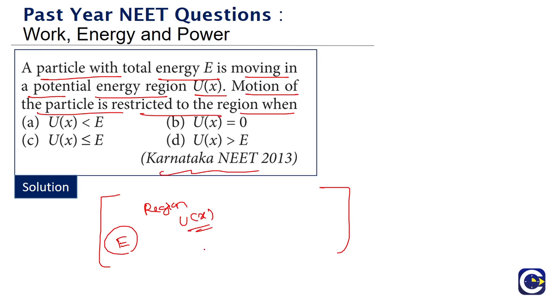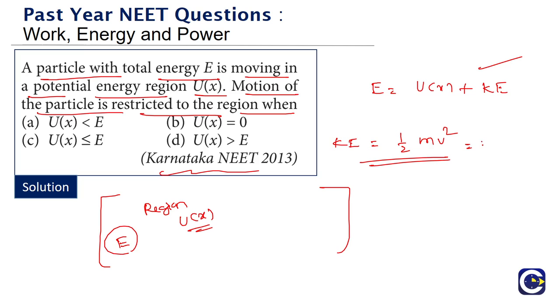See, when the motion of the particle will be restricted to the region, we need to understand one thing. Total energy is equal to potential energy plus kinetic energy. Now for any moving particle, the kinetic energy is half into the mass of the particle times the square of the velocity, right? Which means this will always be non-negative. It can be 0 also, when the velocity is 0. It will always be non-negative.